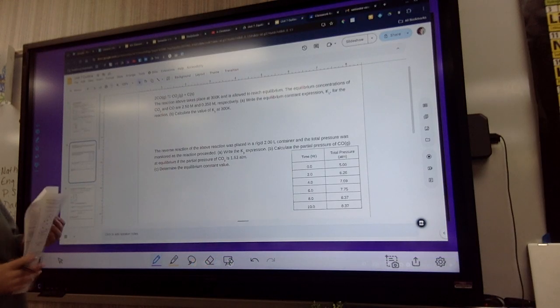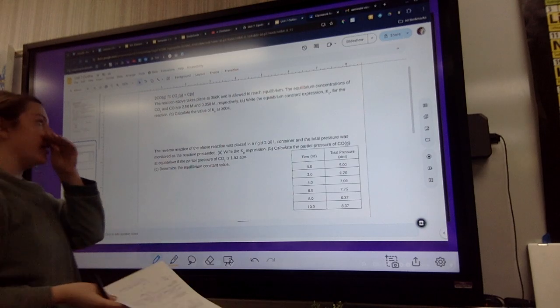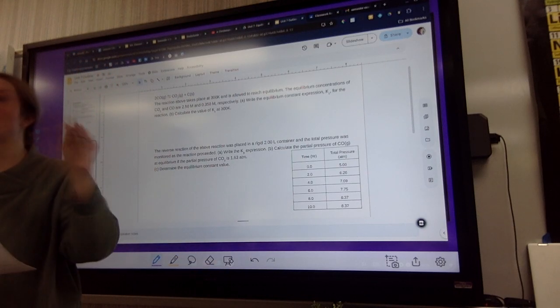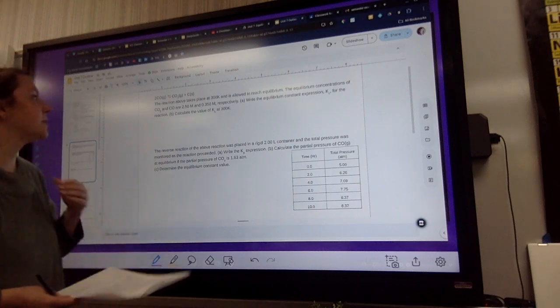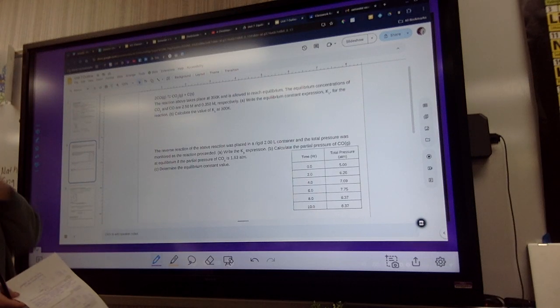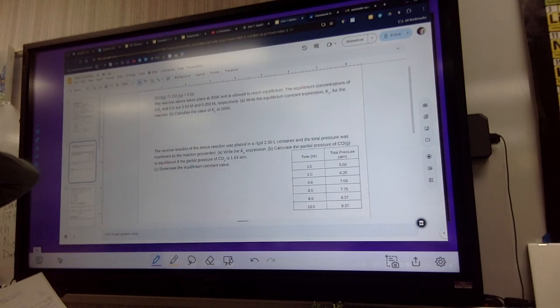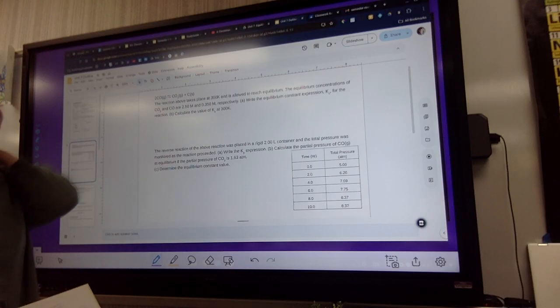Okay, so the reaction above takes place at 300 Kelvin. Temperature is irrelevant unless it's changing, and it will never be changing for these types of elements. It's allowed to reach equilibrium. So the equilibrium concentrations of CO2 and CO are 2.5 molarity and 0.35 molarity, respectively. They're telling us concentration, they're telling us molarity, so we're going to find Kc.